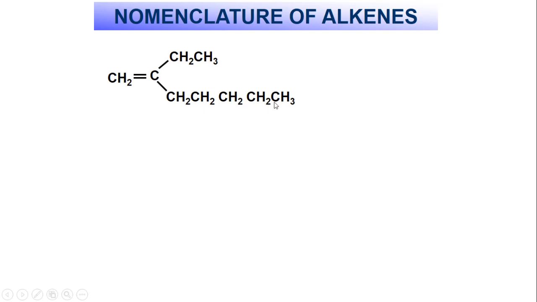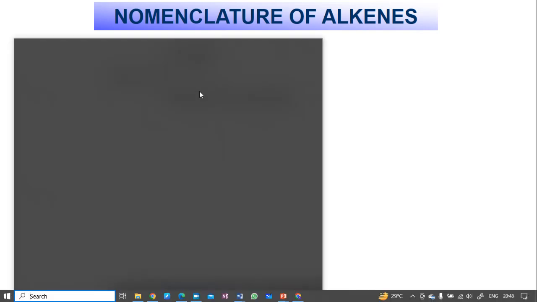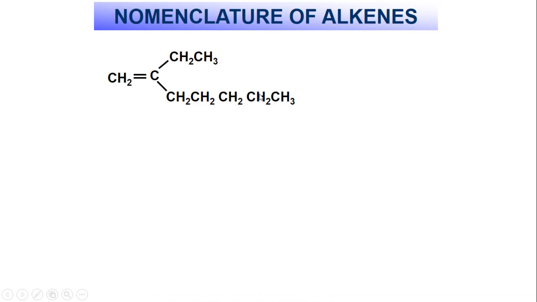Then we have the other route, which is 1, 2, 3, 4, 5, 6, 7. This route has 7, and the other route has 8. If you go with the route which has 8, you are totally wrong. The reason is that this one does not have a double bond, but the other one is the one which has a double bond. So that route is totally wrong.